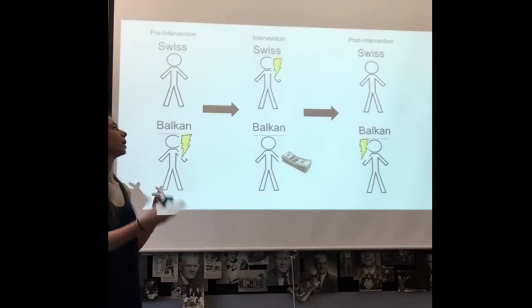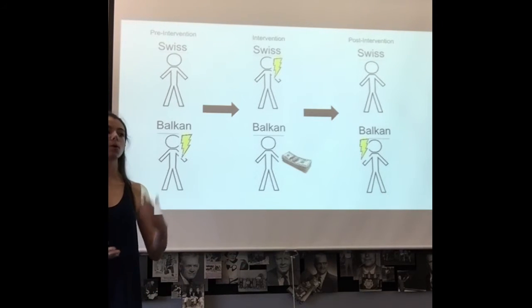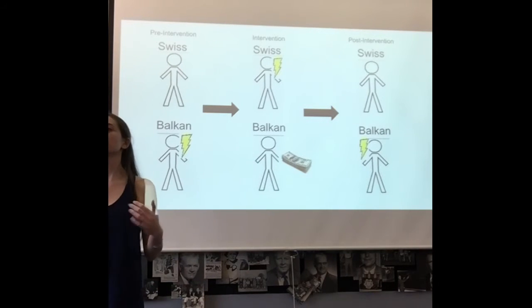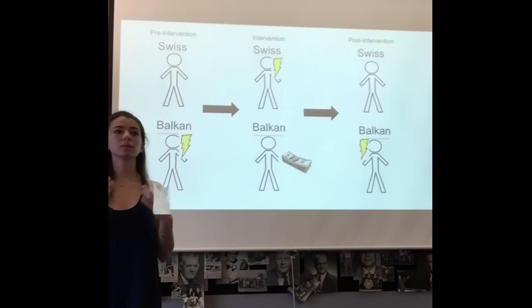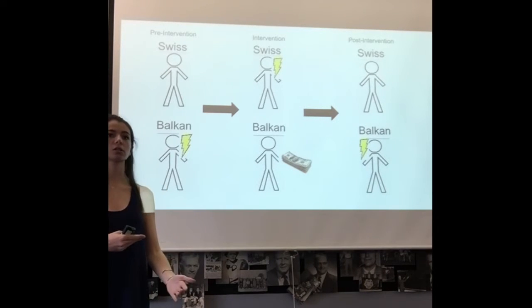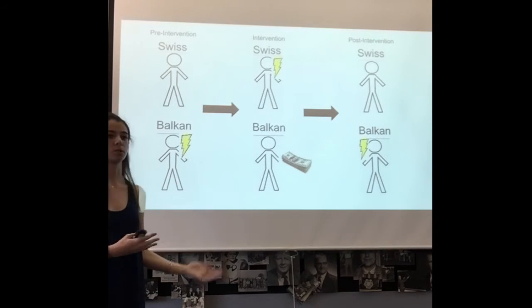They then went through a post-intervention stage. In this post-intervention stage, they basically repeated the first stage, in which the Swiss person's brain was being scanned through an fMRI as they watched the Balkan person get shocked. And they measured the empathy of the Swiss person's brain.